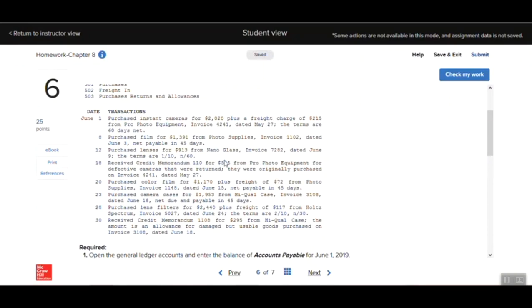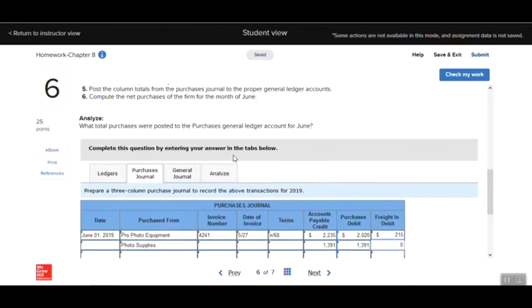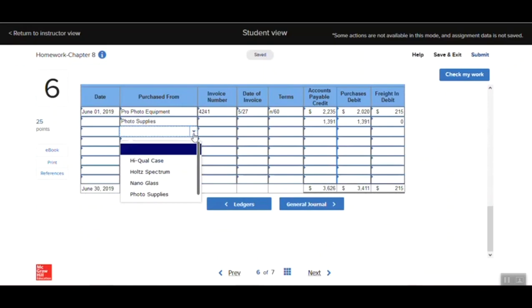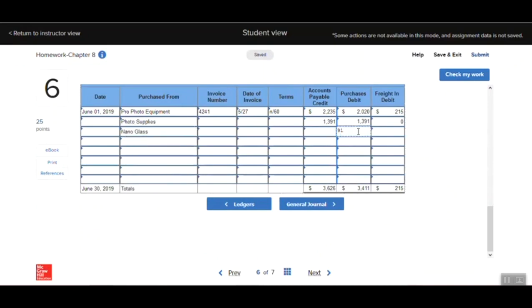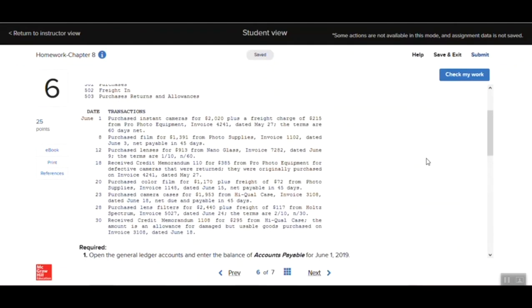The next one, purchase lenses for $913 from Nano Glass. And again, they did not charge us freight, so the total we owe them is $913. And I'm not putting in the dates and the invoice number and all that in all these, but you'll need to do that.